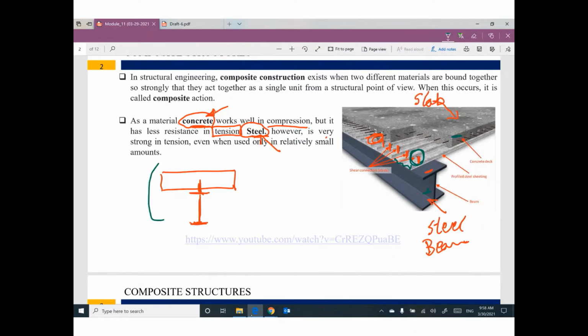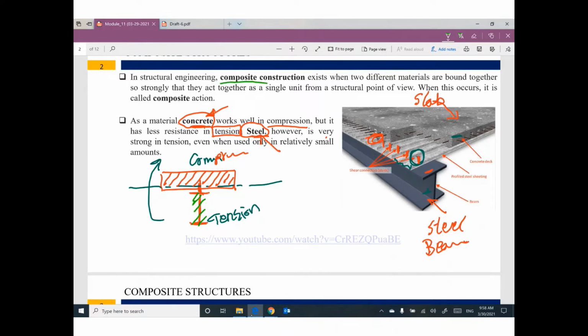Any beam will be under the effect of this moment. This moment will do tension at the bottom, compression at the top. In between, we will have neutral axis. If you see here, concrete mainly under compression. Steel mainly under tension. We are good.